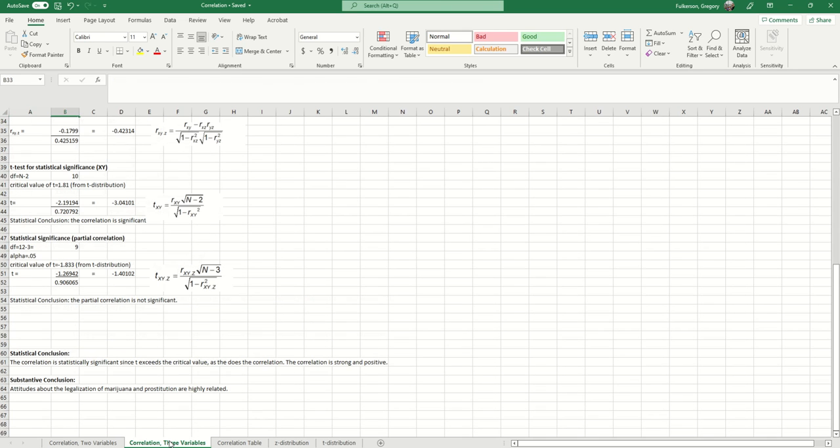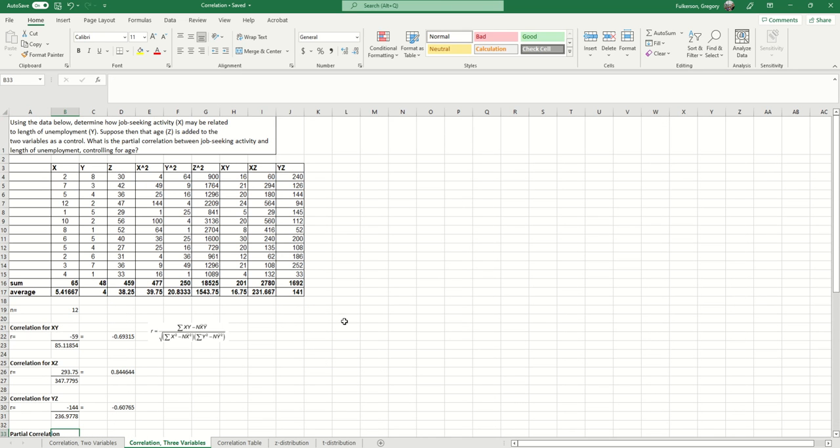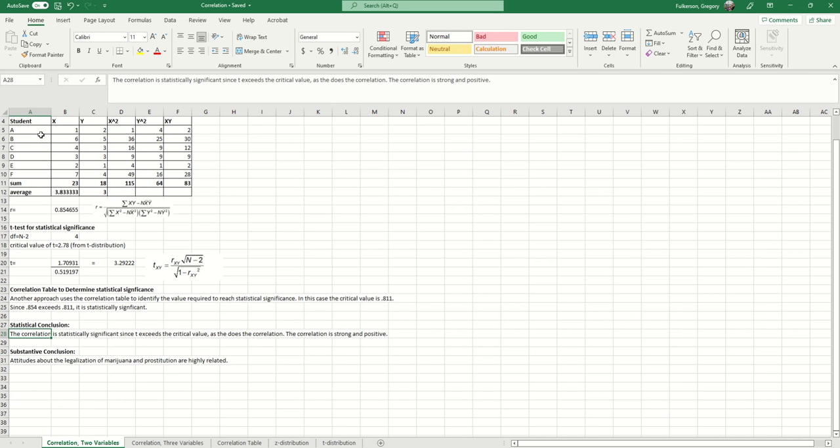All right, so this one's a little more complex because it has 3 variables, the next sheet here. So the data below, we're going to determine how job-seeking activity, x, may be related to the length of employment, y, and suppose that age, z, is added as a control. So we're looking at a cause and effect relationship here. The previous example is not cause and effect, right?